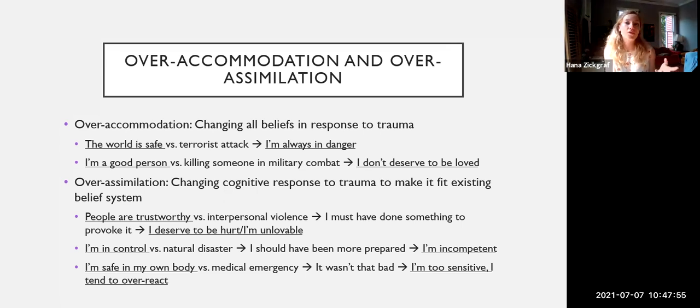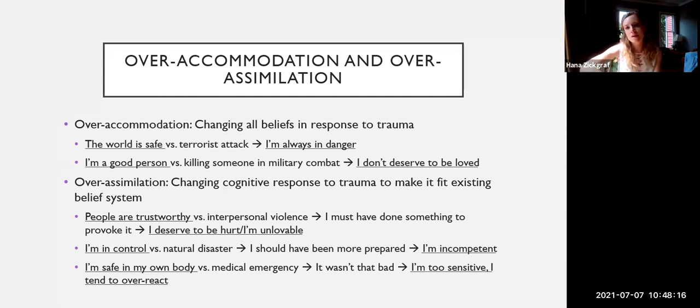Someone who thinks that they're in control of their risk, but then experiences an uncontrollable risk like a natural disaster, might try to assimilate that natural disaster into their belief that they are really in control by deciding that it only happened because they weren't prepared enough. They blame themselves for what happened and they start to feel that they are incompetent and helpless.